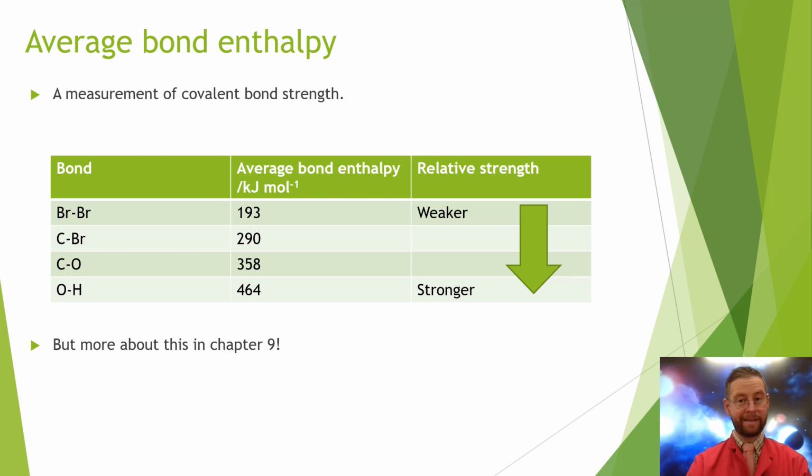And though we will talk about this in chapter 9, here's just one little link to the future. Eventually, we're going to have to talk about the relative bond strength, how much energy is required to break these bonds. And we can see that down this list of covalent bonds here, that they're getting stronger. The average bond enthalpy, the amount of kilojoules per mole required to break all of these bonds, it is getting larger. It means the bond strength is getting larger as we go down. But as I said, more about this in chapter 9.